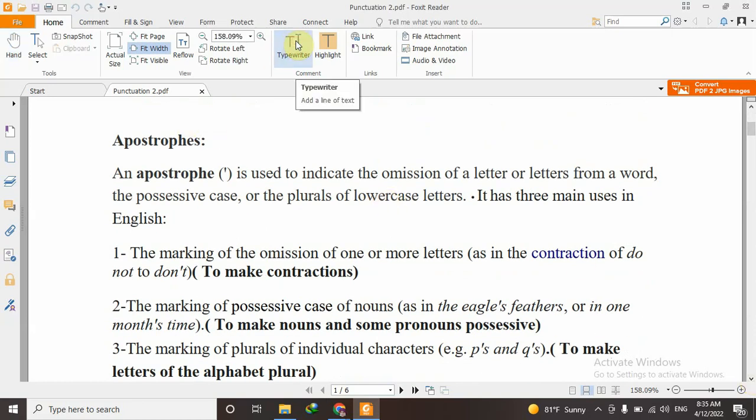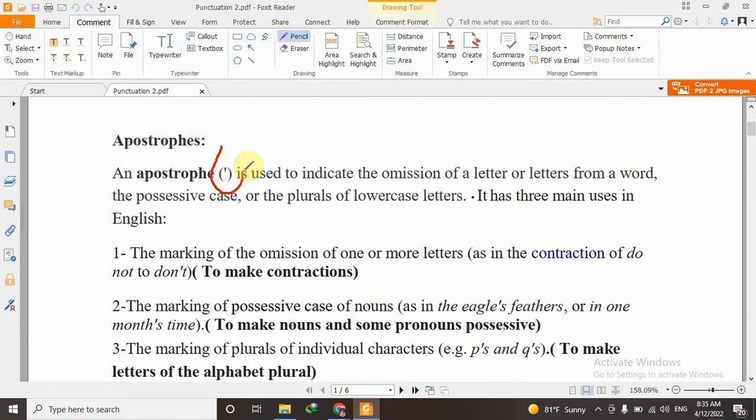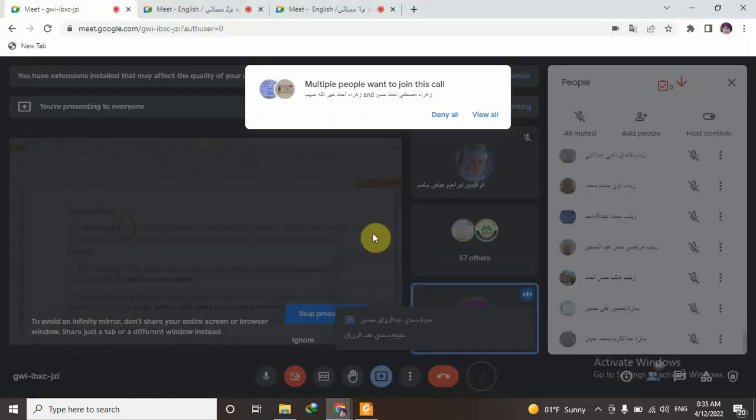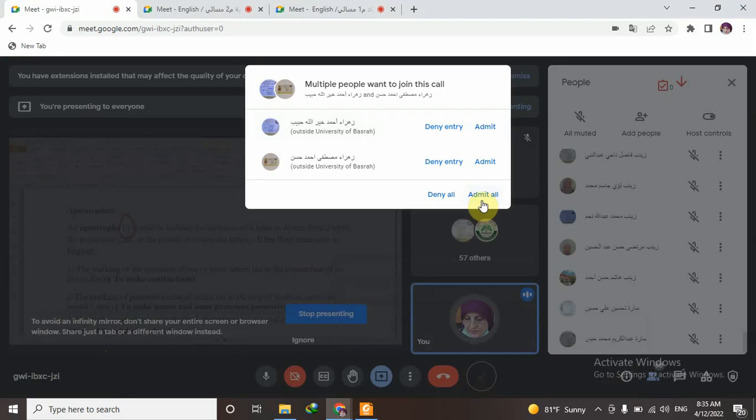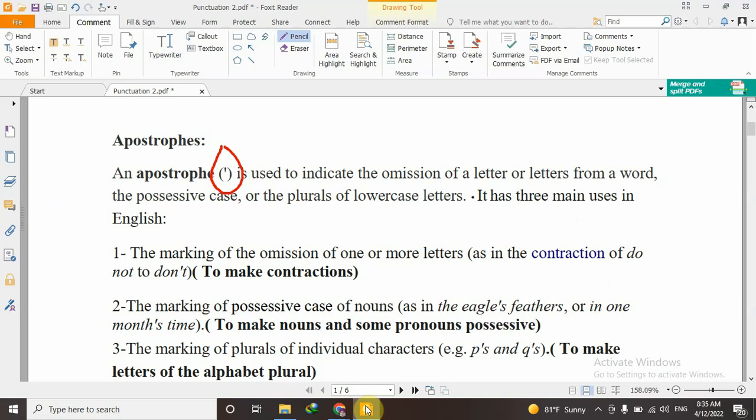We are going to talk about the apostrophe. As it is written there, this is its shape, and it is used to indicate the omission of some letters from a word, and it is also used in what is called the possessive case. Or sometimes it is used to form the plurals of lowercase letters. It has three main uses in English.